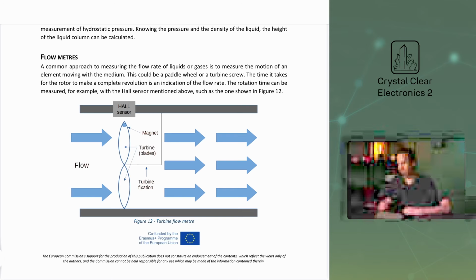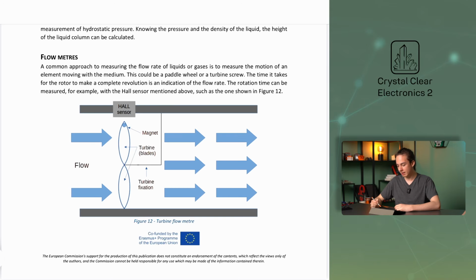In some cases, it may be necessary to measure the flow rate of liquids or gases. For this, it is a common method to measure the motion of an element moving with the medium. This could be a paddle wheel or a turbine screw. The time it takes for the rotor to make a complete revolution is an indication of the flow rate. The rotation time can be measured, for example, with the previously mentioned Hall sensor, which is implemented by measuring the rotation of a magnet attached to a turbine.